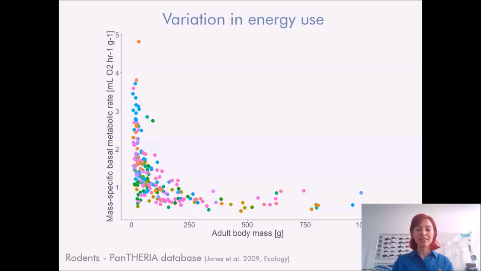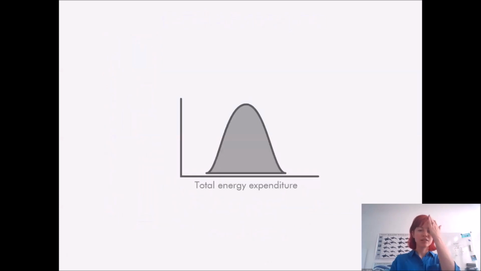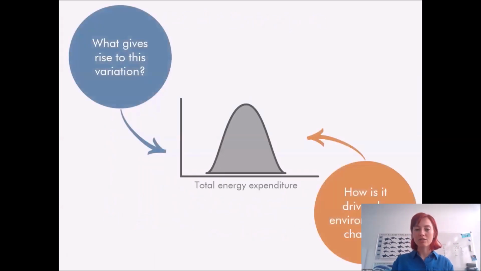And you can see here that especially for small rodents, there is a huge amount of variability that exists. And this is just one trait out of many. In small mammals, there's a massive amount of variation in energy use. And so for this project, we were curious about what gives rise to this variation and how it is driven by different changes in the environment.